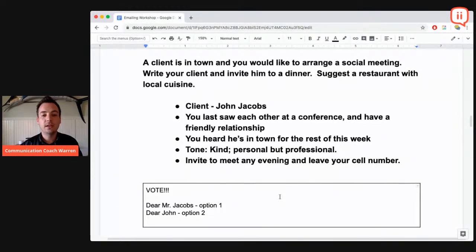And I think it's really important to think also, if I'm at dinner with this person, how would I call them? Well, personally, if it's my client, I would want to call this person Mr. Jacobs. And then at some point, Mr. Jacobs would likely say to me, no, please call me John. Or he would call me by my last name, Mr. Ray. So let's use option 1 here. I think that this is a good way to start your communication.